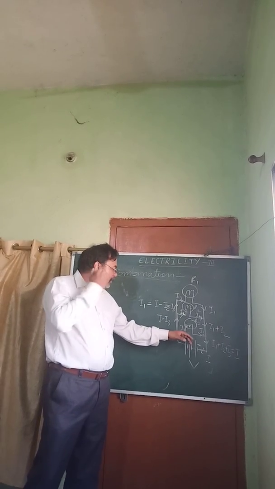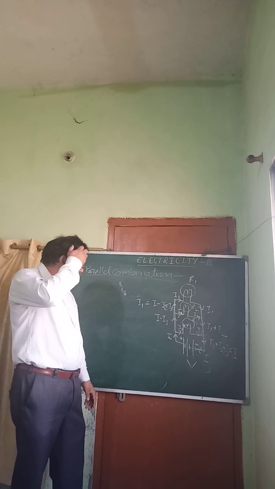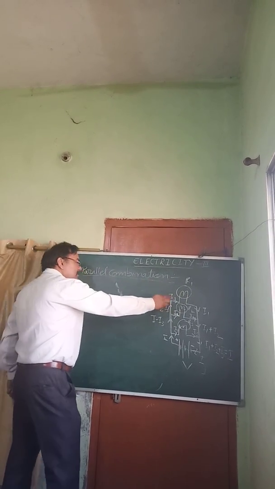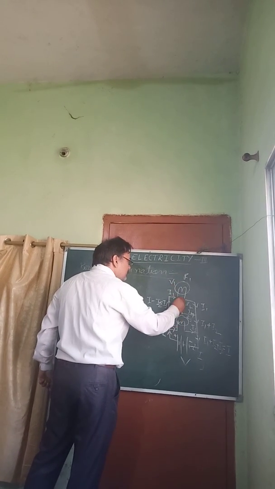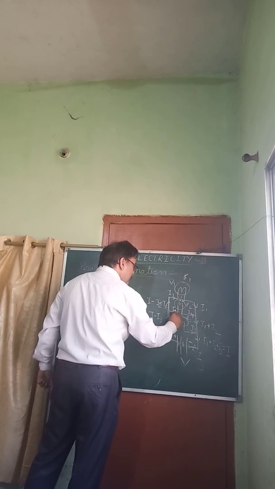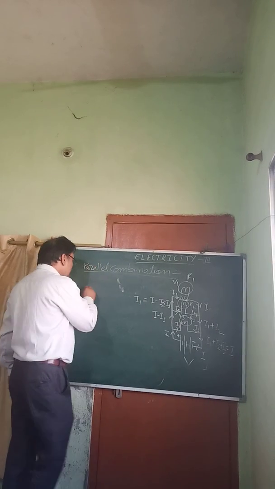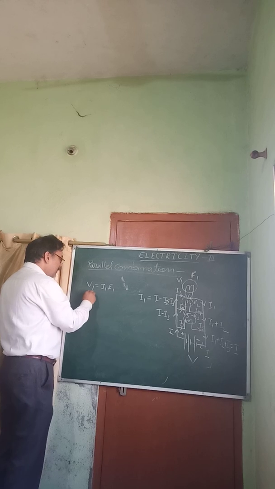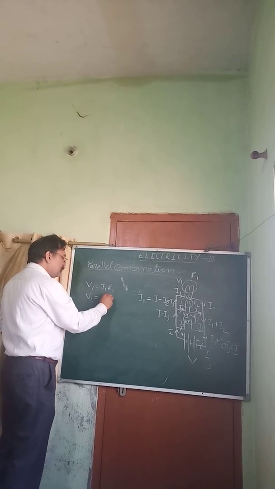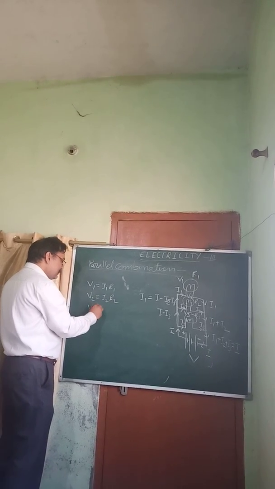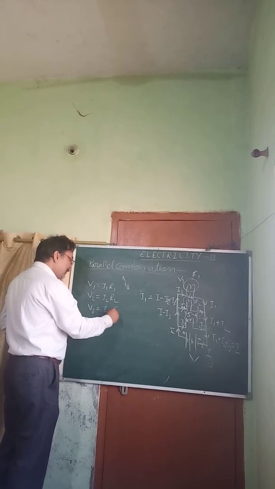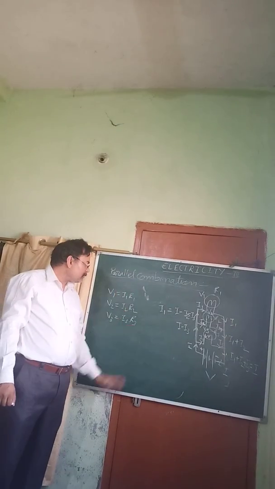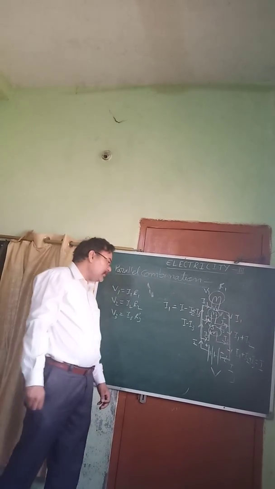Okay, now what about the potential difference? Let the potential difference across this be V1, across this V2, and across this V3. So what can we write? V1 is I1 R1, V2 is I2 R2, and V3 is I3 R3. Now, current is different, resistance is also different, but remember one thing.